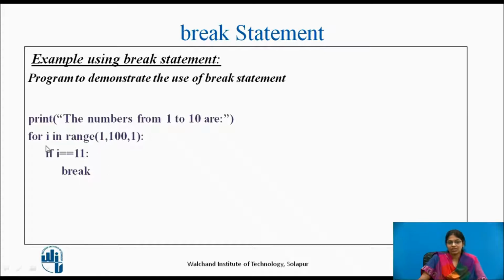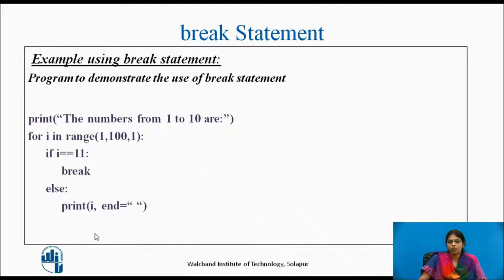But in this loop, we can see that the range of the for loop is from 1 to 100. So, we want to stop the loop once I reaches 11. So, once I reaches 11, then we are using a break statement. So, it will come out of the loop. If I is not equal to 11, we are printing the value of I.